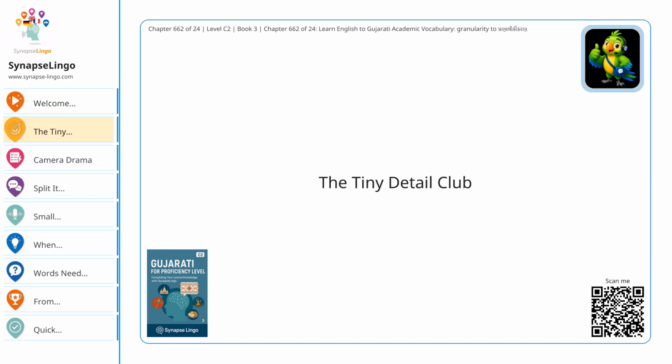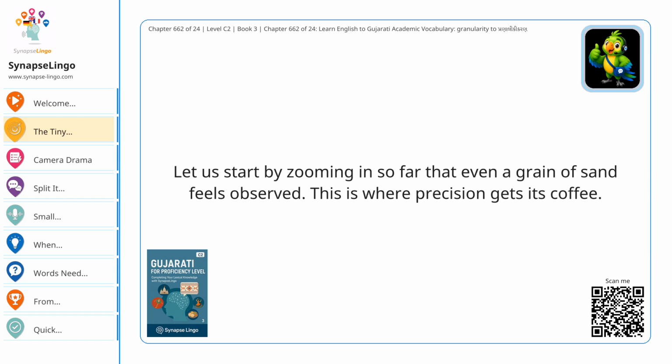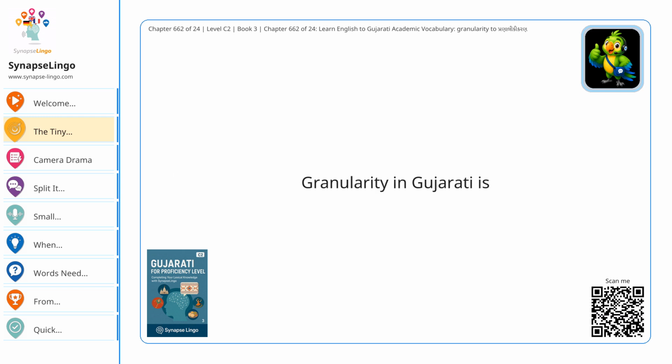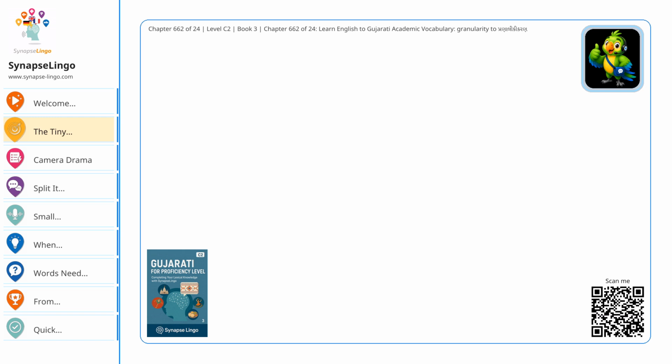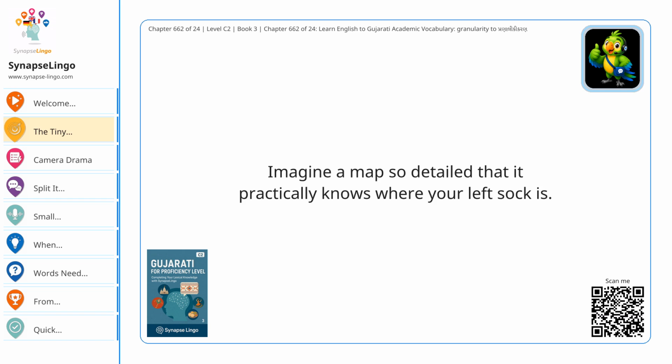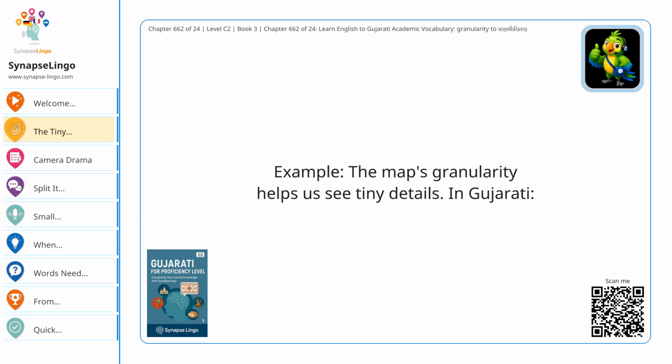The Tiny Detail Club. Let us start by zooming in so far that even a grain of sand feels observed. This is where precision gets its coffee. Granularity in Gujarati is સૂક્ષ્મતા. It means fine detail or a very detailed level of breakdown. Imagine a map so detailed that it practically knows where your left sock is. Example: the map's granularity helps us see tiny details.